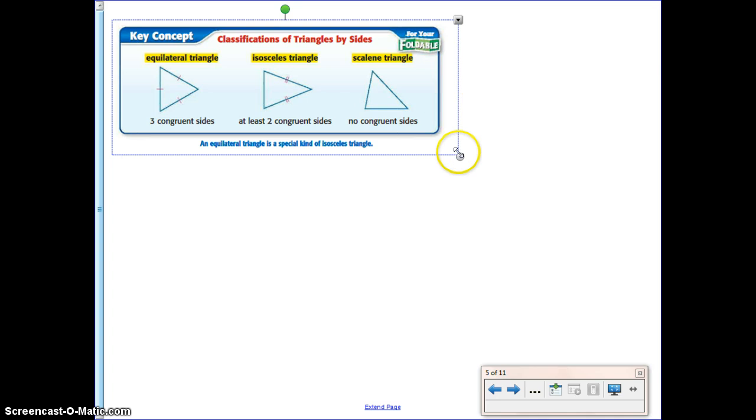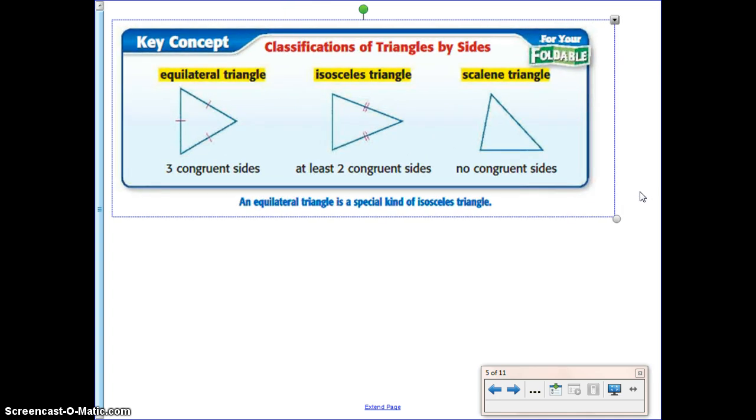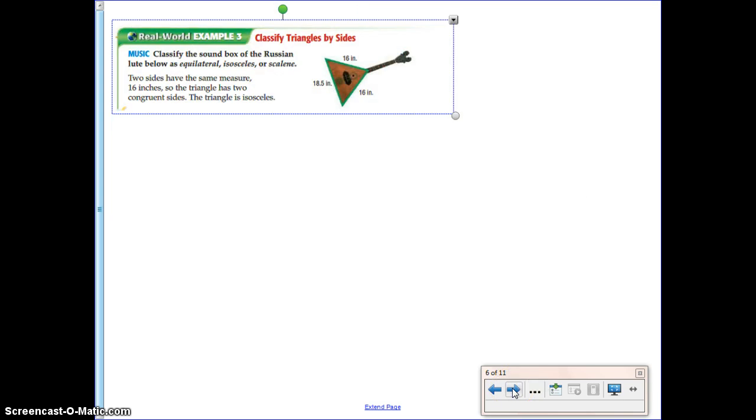All right, so now let's talk about sides and how sides help us define triangles. An equilateral triangle is defined by having 3 congruent sides. Isosceles triangles are defined by having 2 congruent sides, actually at least 2 congruent sides. So an equilateral triangle is actually a special kind of isosceles triangle. And scalene triangles are defined by having no congruent sides.